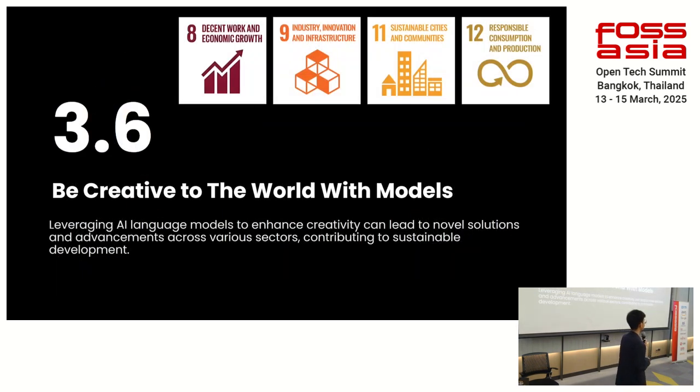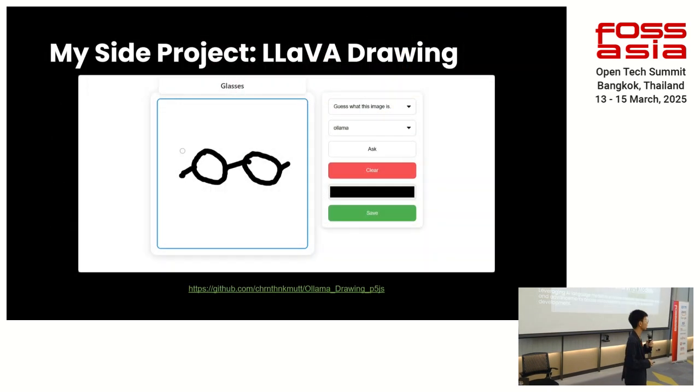And also the last thing is be creative to the world with models. In my side project, I use LLaVA, which is Large Language and Vision Assistant, as my model. I try to draw something, like glasses or maybe a house. Ollama will bring the model named LLaVA and interpret the thing that I draw. It's some kind of neural network, but it's a generative language model, and if I draw glasses, it will show you glasses.